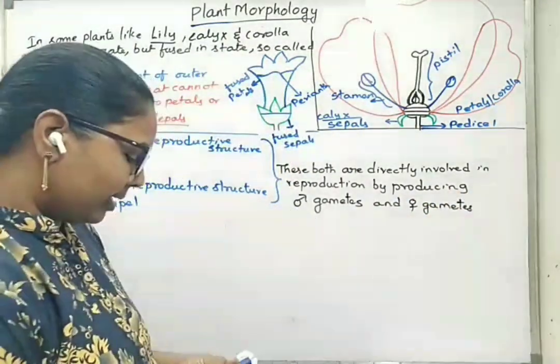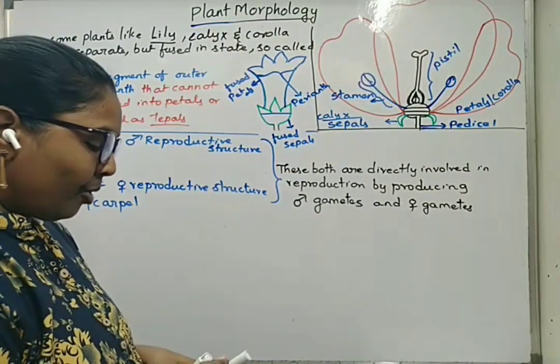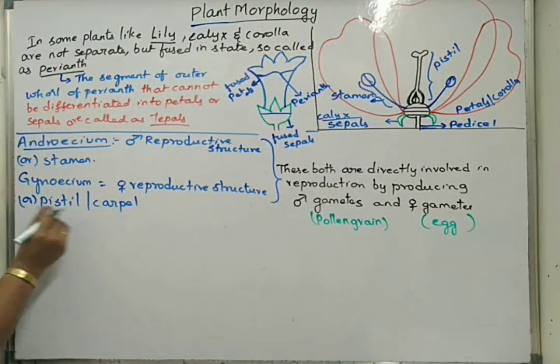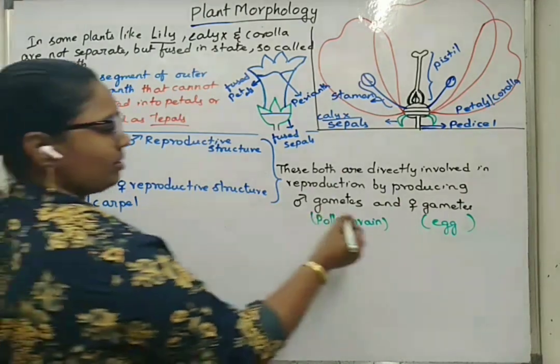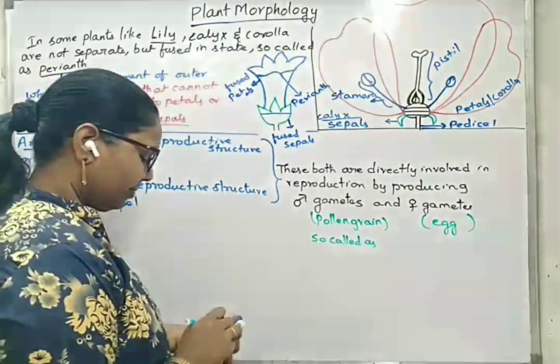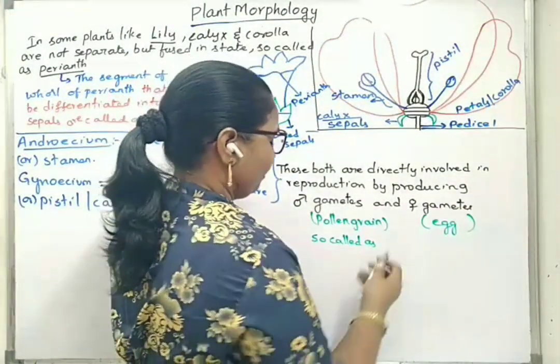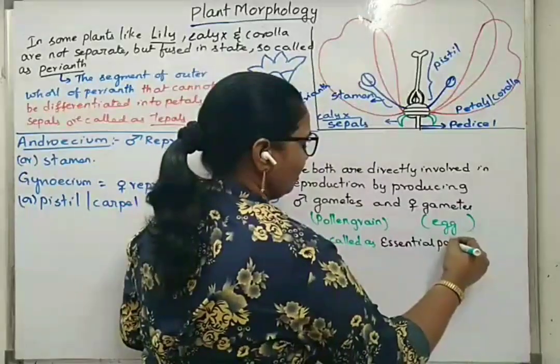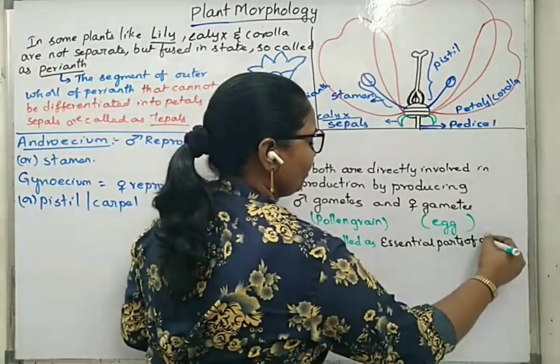What are the names of the gametes? The male gamete is the pollen grain. The female gamete is the egg. These both are directly involved in reproduction, so they are called essential parts of a flower.